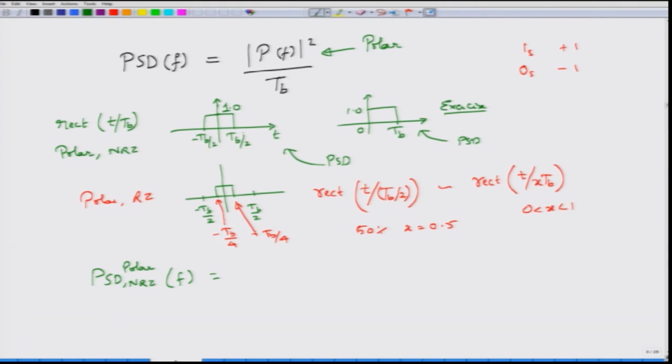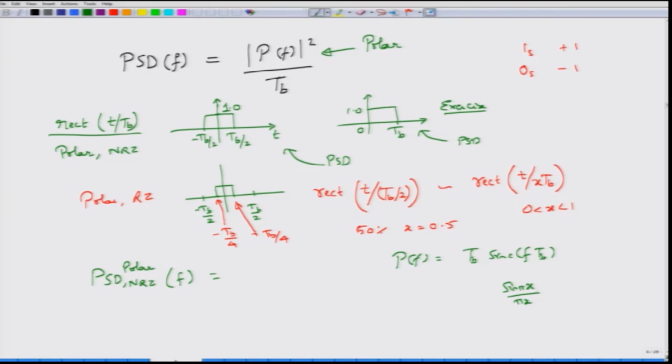This one, as a function of the frequency f, requires taking the Fourier transform of the basic pulse shape. Since the basic pulse shape here for the NRZ format is a rectangular pulse occupying the entire duration, the Fourier transform of this, P of f, will be given by Tb sinc of f Tb, where the sinc function, as we will very shortly see, is defined as sinc x equals sin of pi x divided by pi x.